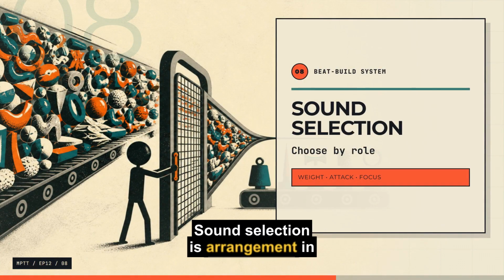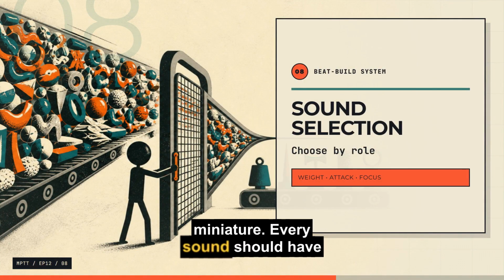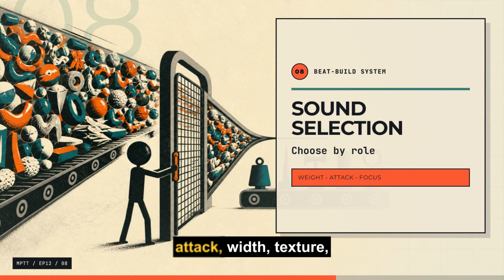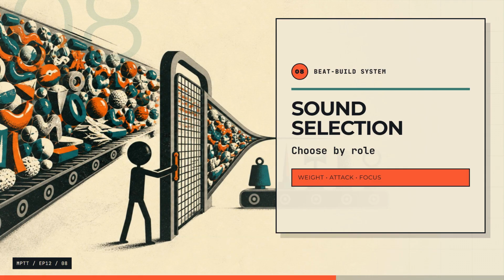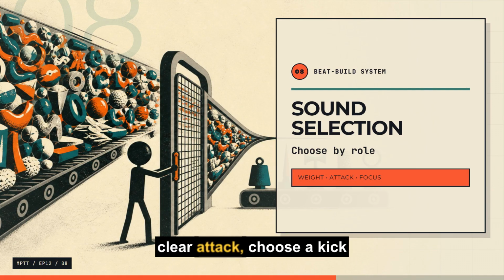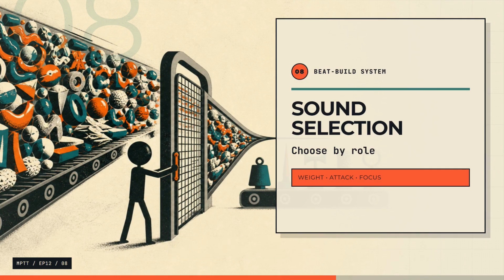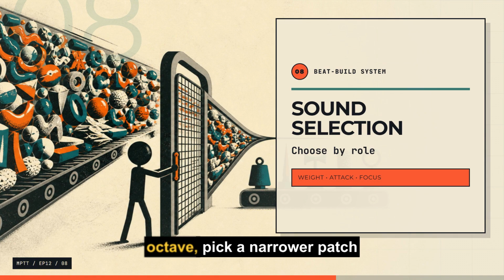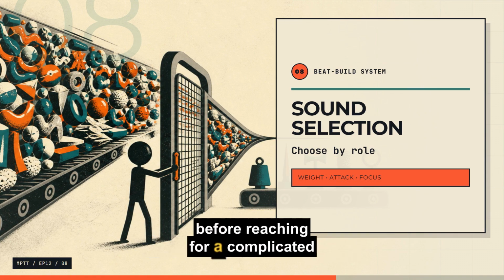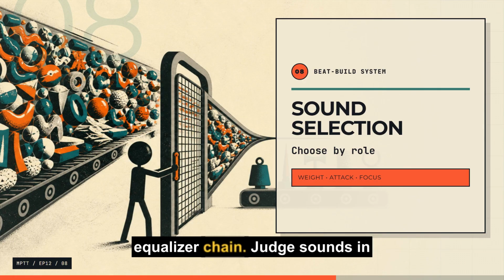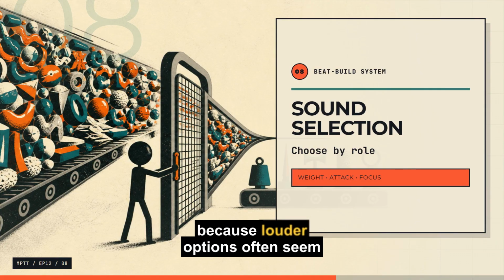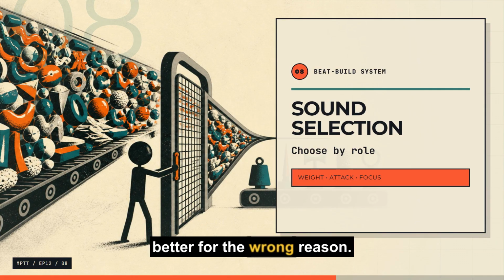Sound selection is arrangement in miniature. Every sound should have a role: weight, attack, width, texture, rhythm, or focus. Before adding an effect, describe what is missing. If the kick lacks a clear attack, choose a kick with the right transient or add one focused layer. If the chords fill every octave, pick a narrower patch before reaching for a complicated equalizer chain. Judge sounds in context and at matched loudness, because louder options often seem better for the wrong reason.